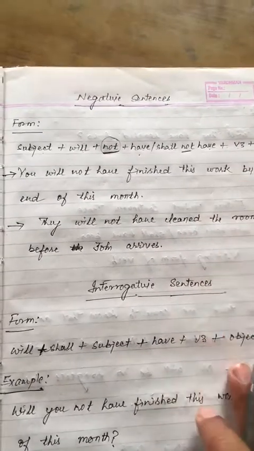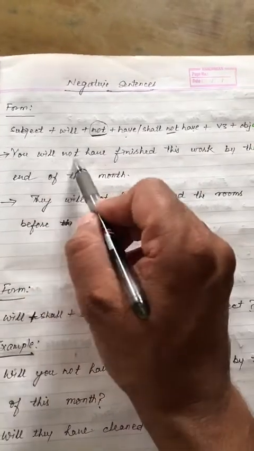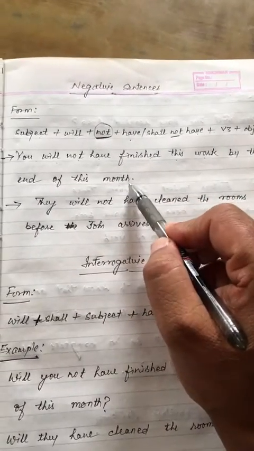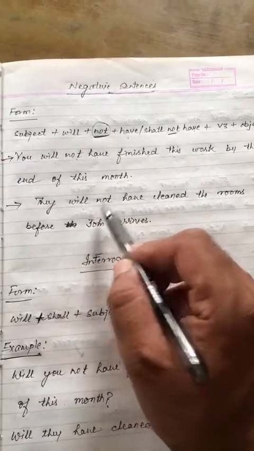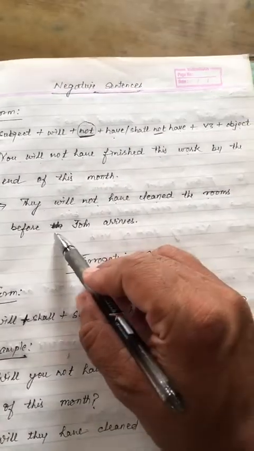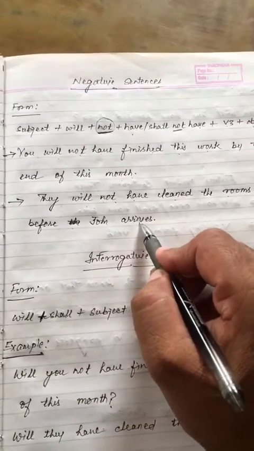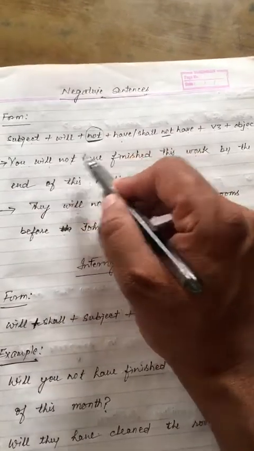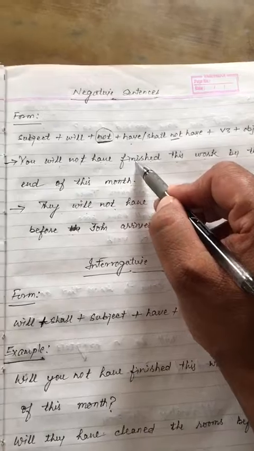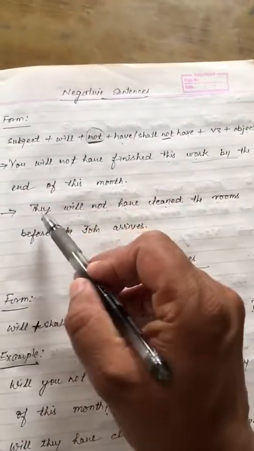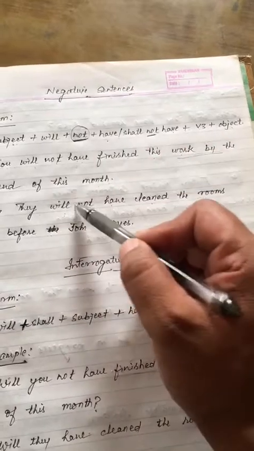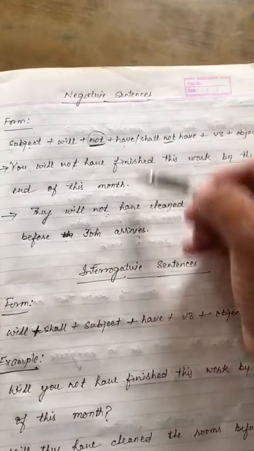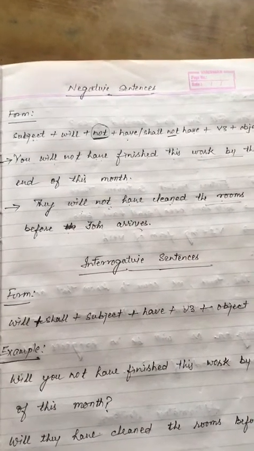So remember this point. Now example, you will not have finished this work by the end of this month. Another example, they will not have cleaned the rooms before John arrives. So here you is your subject, will helping verb, not, then have, and then third form of the verb, and then your object. Likewise, they is your subject, will helping verb, not, have, past participle form of the verb, and then your object. So these are the examples of negative sentences.